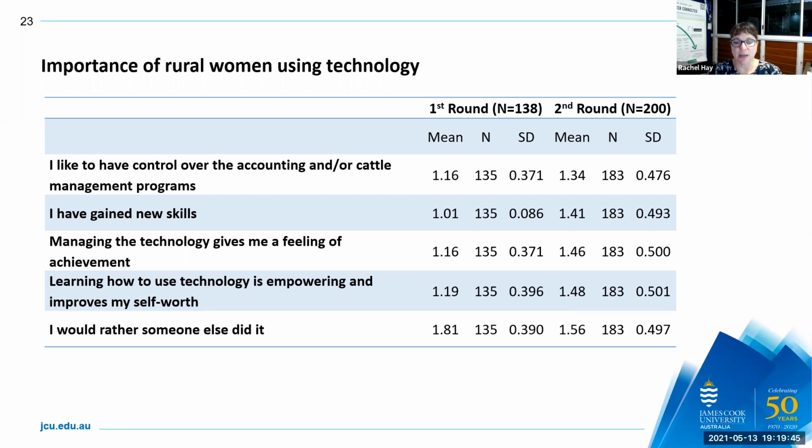But in the second round, they more so agreed that having control over the accounting or cattle programs was more important, which goes towards establishing the importance of being able to use those skills in their business rather than just in that social life, which was originally the findings. Gaining new skills in the second round was strongly agreed as the next important, followed by technology giving respondents a feeling of achievement. And the respondents strongly agreed that learning how to use technology is empowering and that it improved their self-worth. The mean score for "I'd rather see someone else do it" indicates a disagreement with the statement. So they'd still like to be responsible for their technology use on their property.